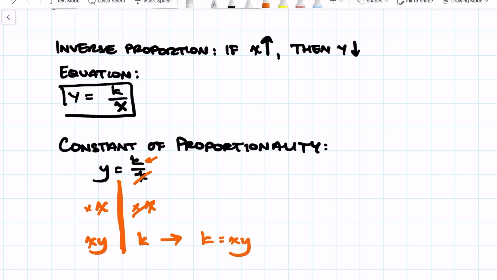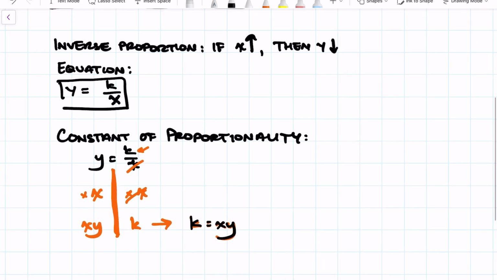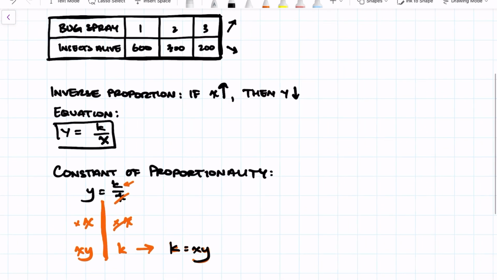And remember, the ultimate goal is we're trying to find out what this letter k is. So once again, k equals x, y. Now, this is going to help us find the constant of proportionality. So we're going to use this number up here as an example, but we're going to find the constant of proportionality to make sure that it is an inverse proportion, and then we are going to create a formula for it.